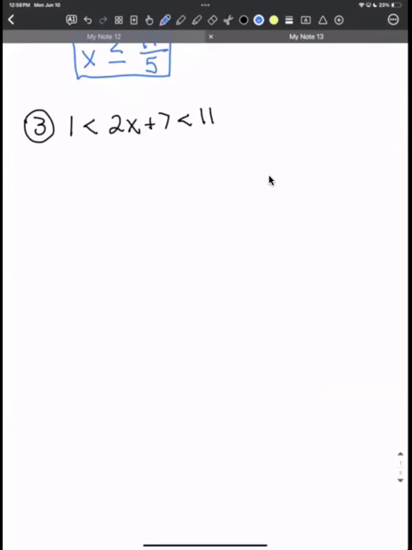Okay, so I'm going to start by subtracting 7 because I want to get rid of that 7. But I'm going to subtract it on the right and on the left. Okay, so 1 minus 7, well, that's going to be a negative 6. The 7s cancel in the middle, and I'm just left with 2x. Okay, and then on the right-hand side, I've got 11 minus 7, which is 4.